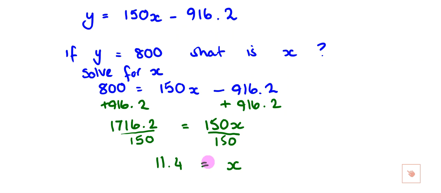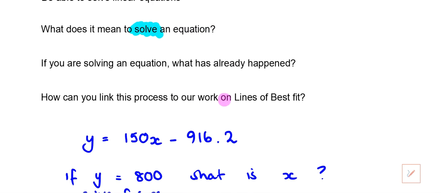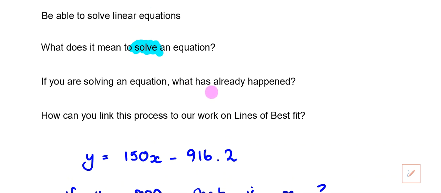Now, are you okay with that? So solving an equation means what value of x must have been put in there to give me this value for y. So, back to, if you are solving an equation, what has already happened?